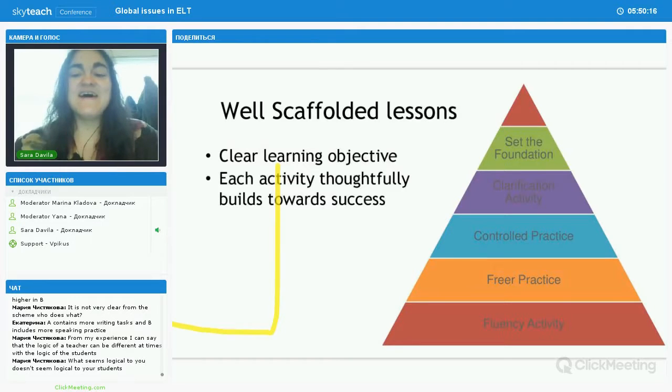It's very exciting. We'll slowly move towards our controlled practice, our freer practice, and then finally we get down here, which might be a little hard to see, our fluency activity, where our students can use that language without a lot of support from the teacher.